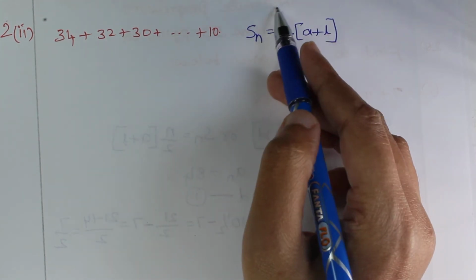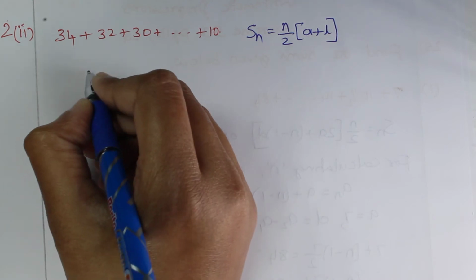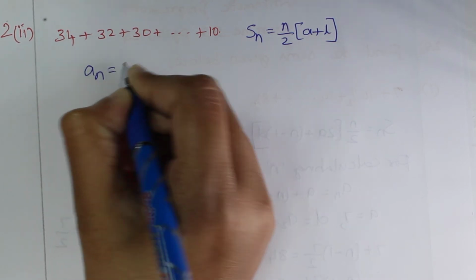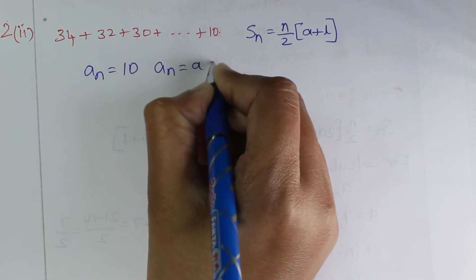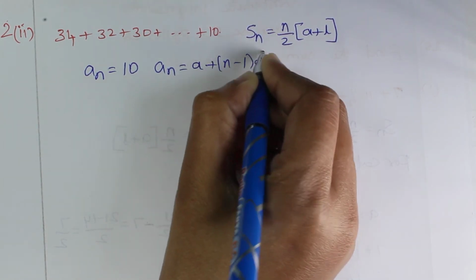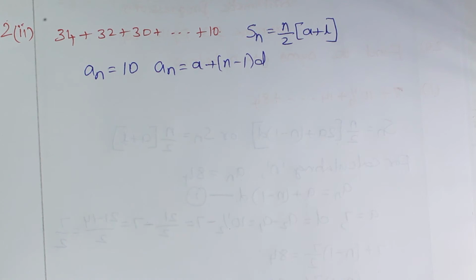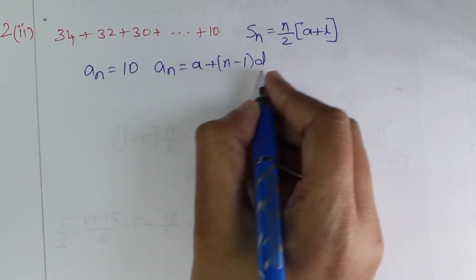Now we need the value of n to calculate the sum of the terms in this series. So for calculating n, we will assume an to be the last term, that is 10. And an formula is an is equal to a plus n minus 1 into d. Now we need the values of a and d.